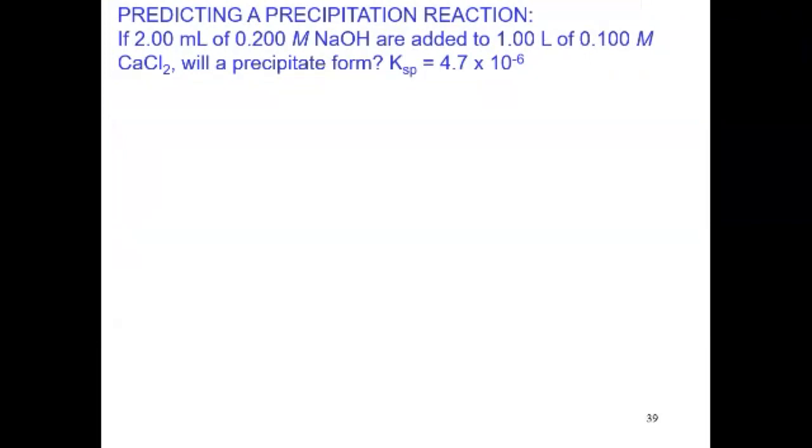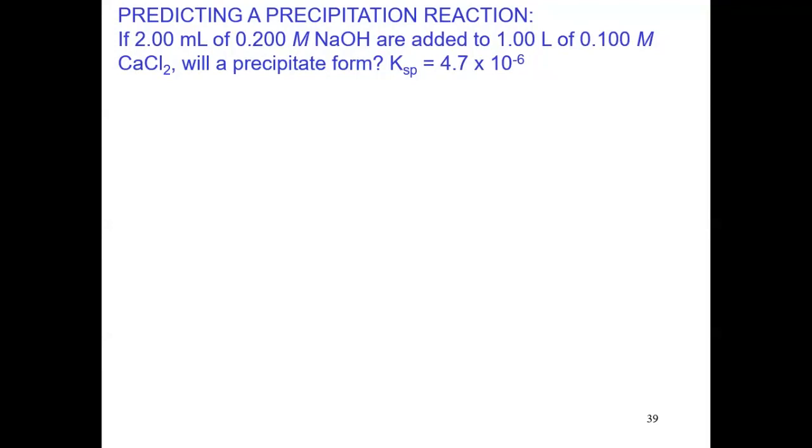All right. Okay. So here's the problem. 2.00 milliliters of 0.200 molar NaOH are added to 1 liter of 0.100 molar calcium chloride. Will a precipitate form? And they give me some KSP value here, but I've got to find out what it is for. KSP is 4.7 times 10 to the minus 6. KSP of what? Okay, well, let's build our case here.